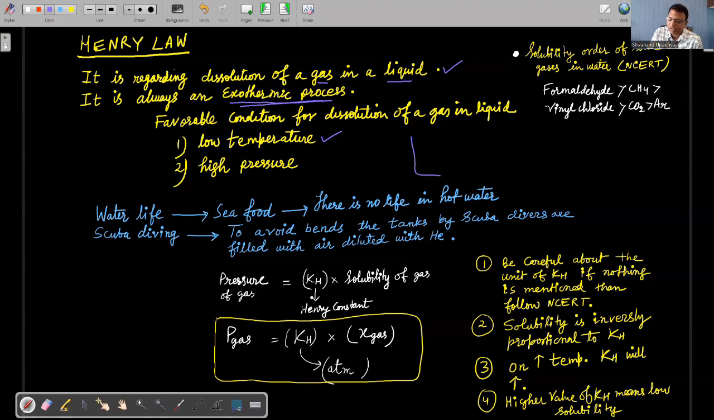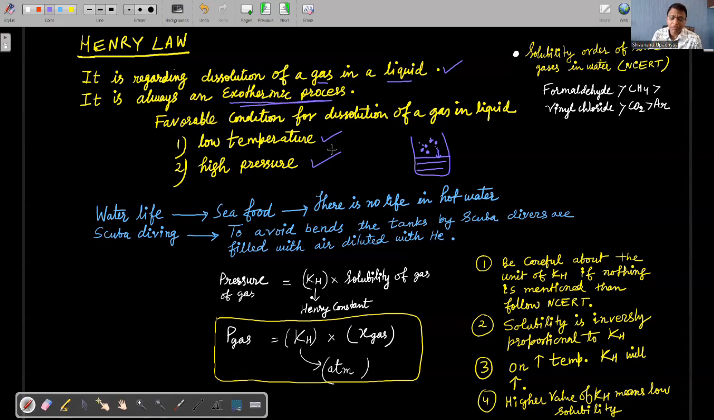Why high pressure? Because if I want to dissolve the gas in this liquid, if the pressure is more, then the probability of this gas particle colliding with the liquid will be more. Then only they will dissolve. So more pressure means more interaction between gas and liquid, and more chances of dissolution. So high pressure and low temperature is the favorable condition for solubility of a gas in a liquid.